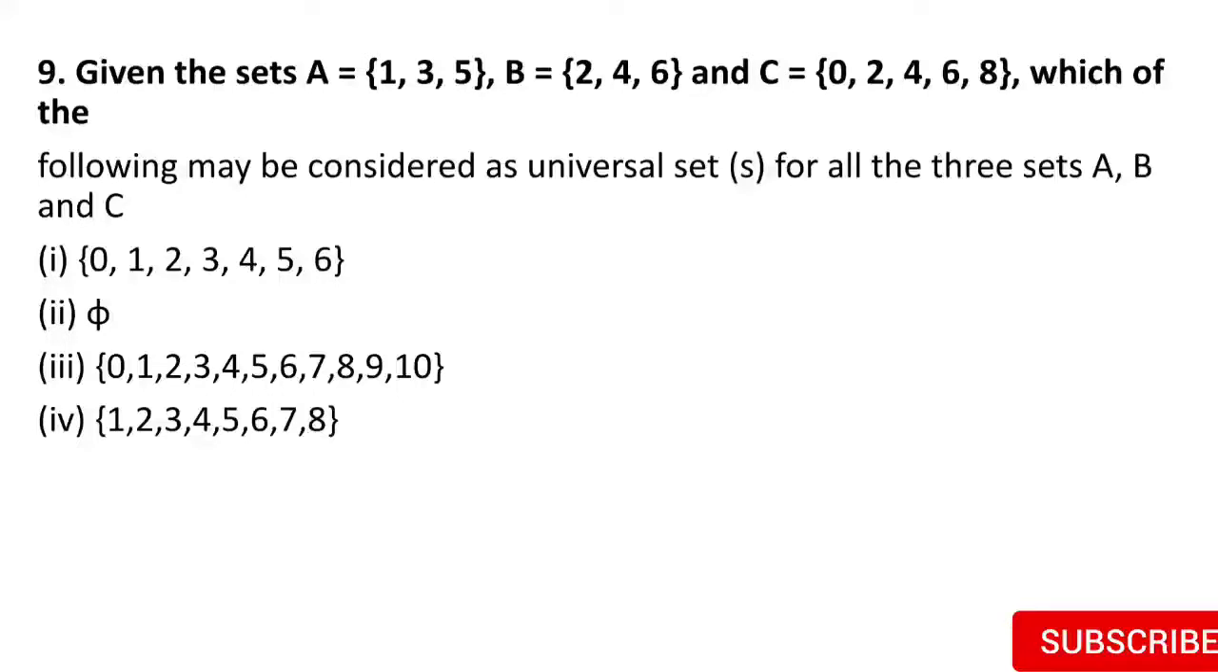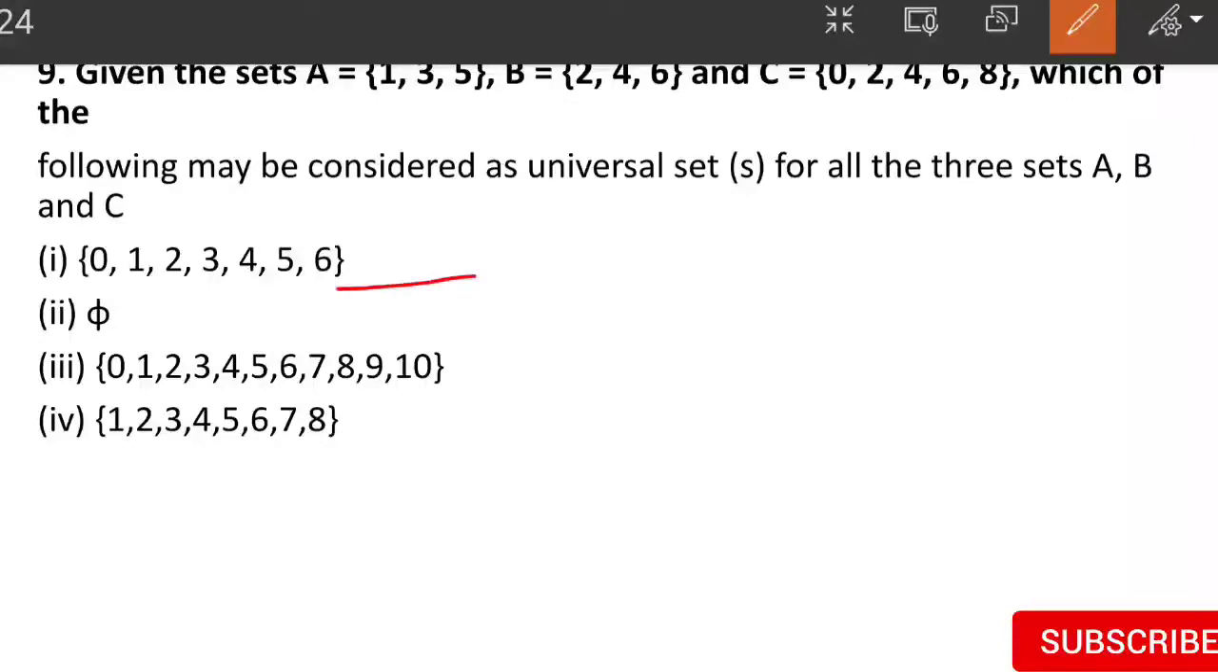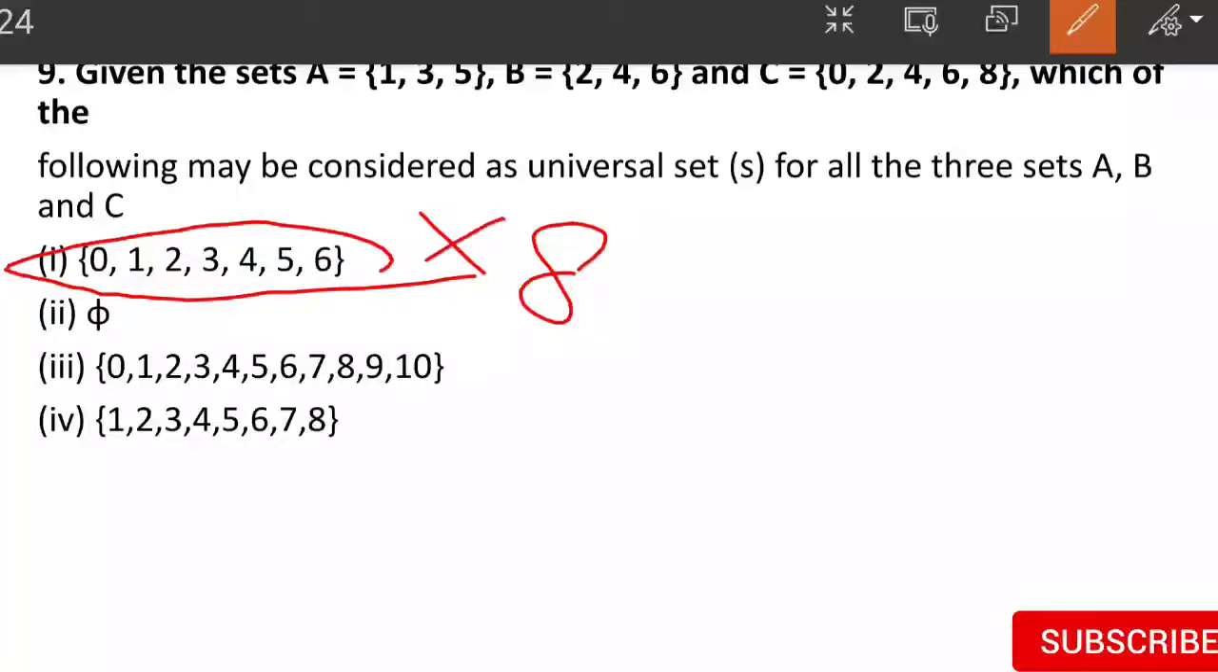So let's see. Here in the first option: 0, 1, 2, 3, 4, 5, 6. But it does not contain 8, and 8 is an element of C. So here 8 is not contained. That means it is not a universal set for the given sets A, B, C. Now see the second. The second is completely empty, but a universal set must contain all the elements of sets A, B, C. So the second is again a false statement.